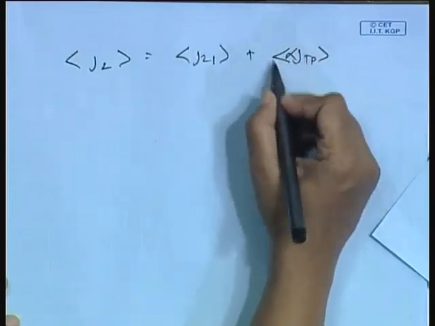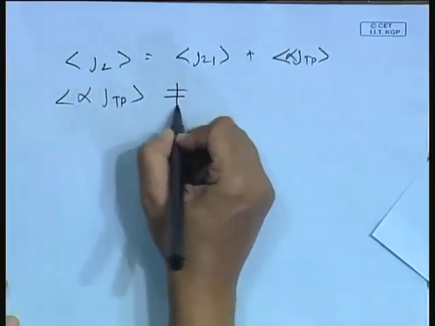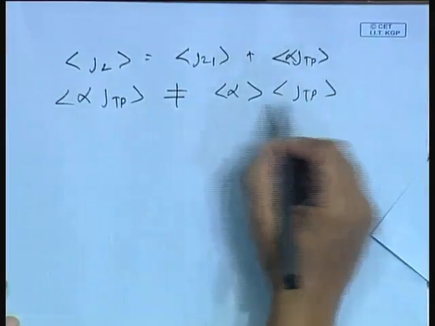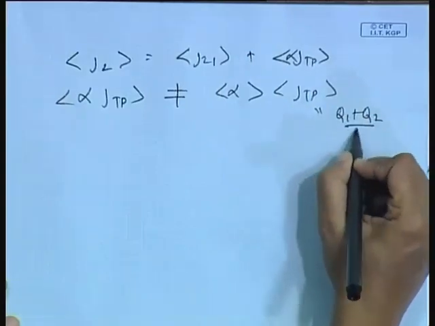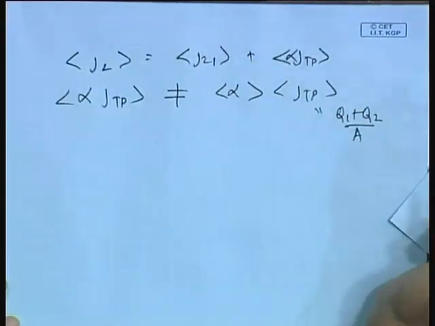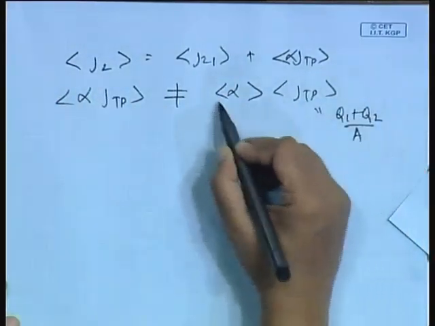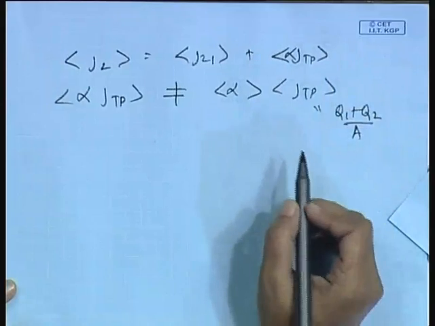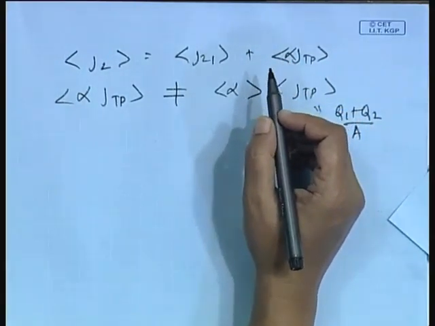Now, this term we know that definitely alpha JTP is not equal to this term, isn't it? And this is a measurable parameter, where this alpha JTP is nothing but Q1 by A plus Q2 by A, and alpha can also be measured. So, instead of this, if we can replace it by this term along with some other corrections, then probably my equation becomes a little more friendly, isn't it? So, if that can be done, then it becomes slightly easier.